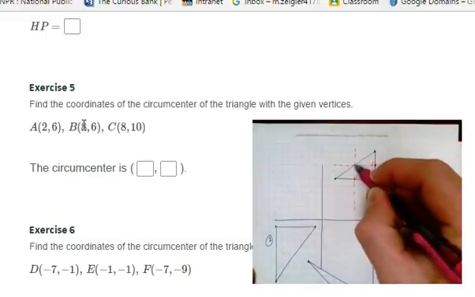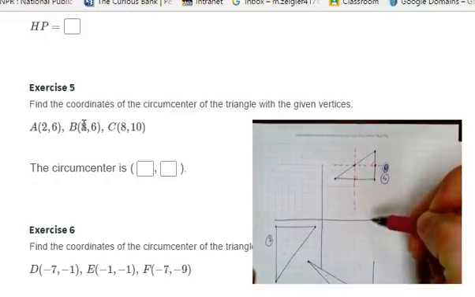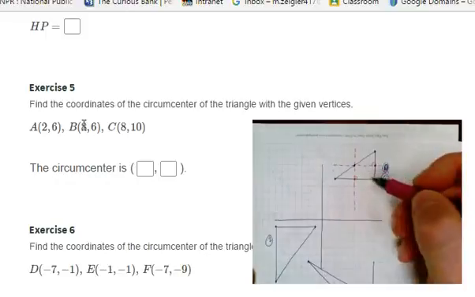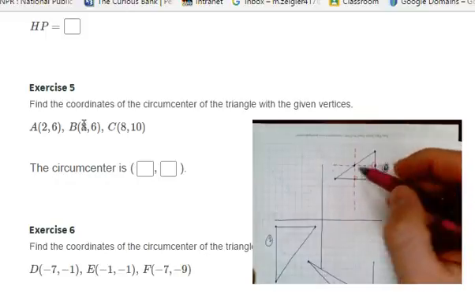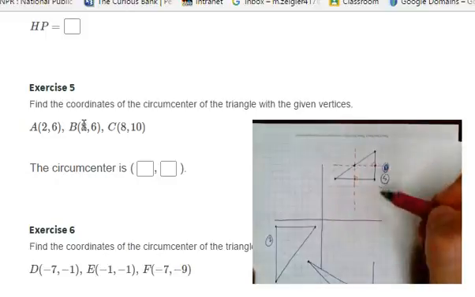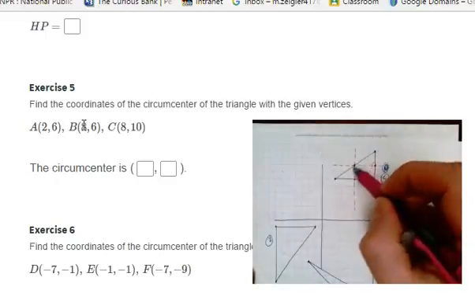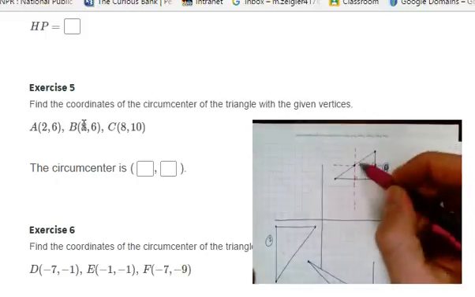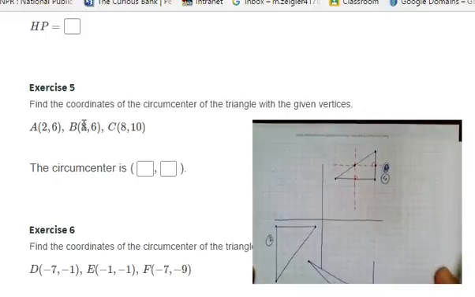And they intersect right here on the hypotenuse of this right triangle. So that's where your circumcenter is. If you drew the third perpendicular bisector, it would actually cross right through here because this is the midpoint of that hypotenuse. And by the way, for a right triangle, the circumcenter is always directly on the hypotenuse. It's the midpoint of the hypotenuse.